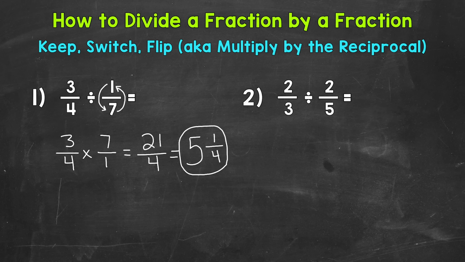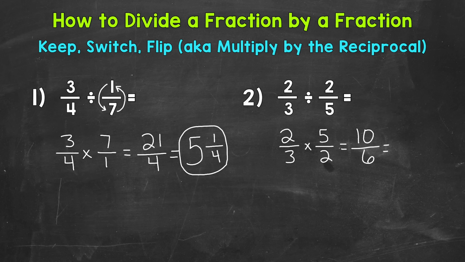Let's move on to number 2, where we have 2/3 divided by 2/5. Keep, switch, flip. So keep 2/3 here. Switch to multiplication, and then flip that second fraction. So 5/2. And now we can multiply straight across. 2 times 5 is 10. 3 times 2 is 6. So we get 10/6. So that's an improper fraction.